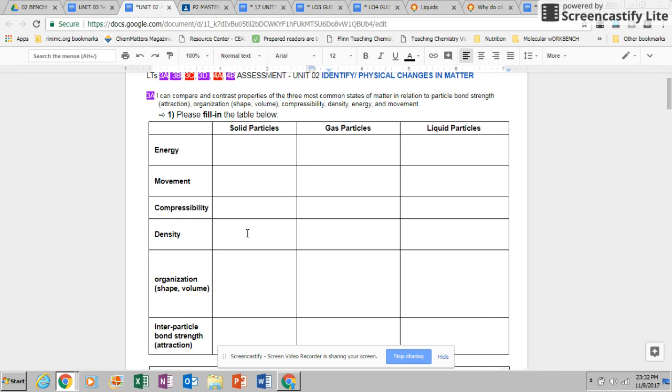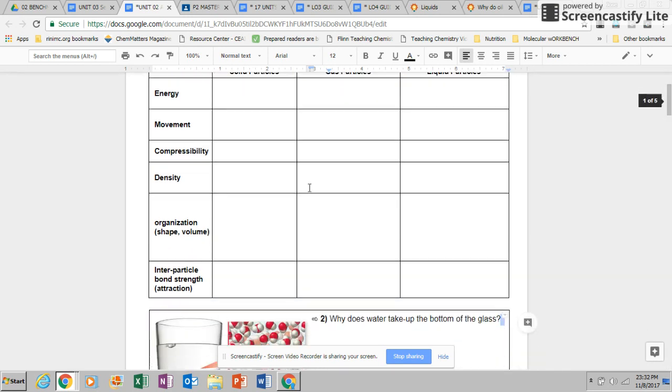As far as density goes, they're very tightly packed again, and density is how much we can pack something within a space. The particles are already so tightly packed that you can't really pack any more in or compress it. So we say it has very high density. Organization, very well organized, tightly packed, keeps its shape, keeps its volume. When you put a solid in a container, it will still maintain its shape. It will not take the shape of that container. As far as interparticle bond strength slash attraction goes, it's very high attraction, and that's really one of the reasons why we can see the other properties here.